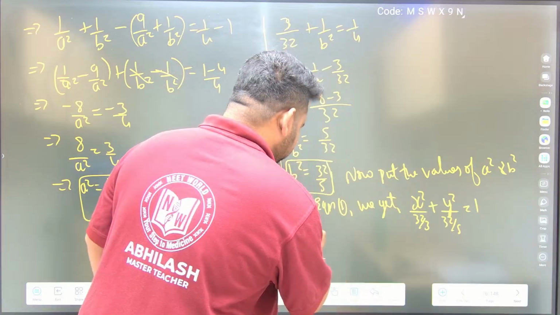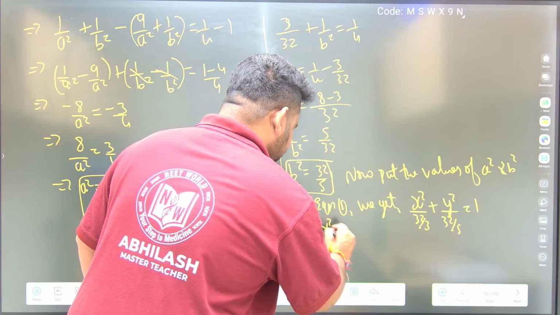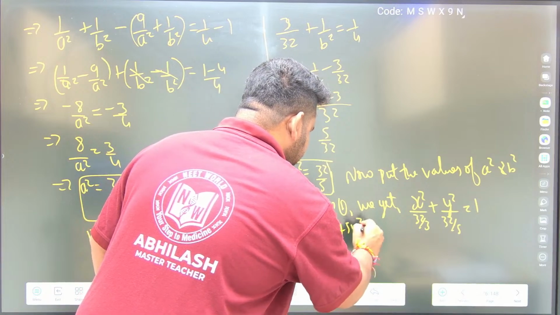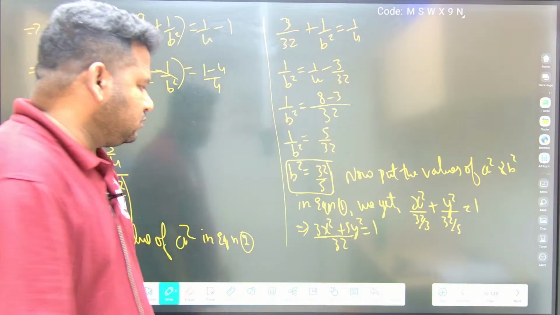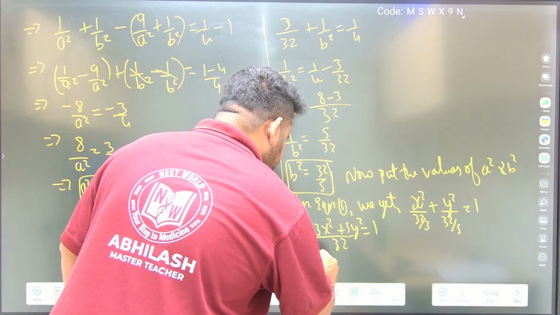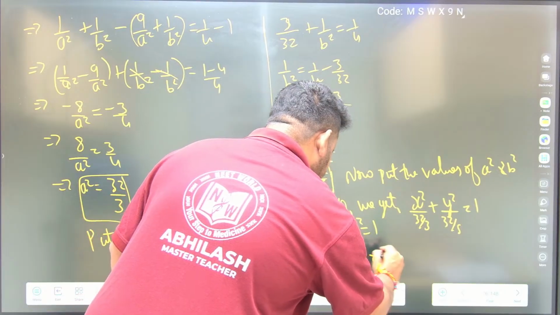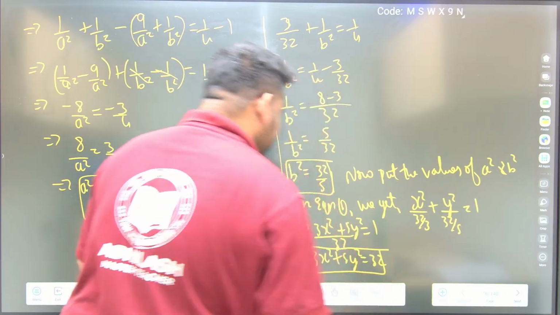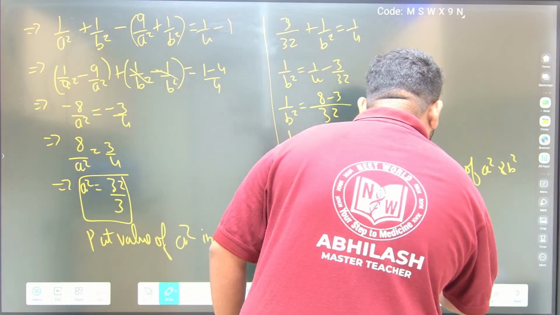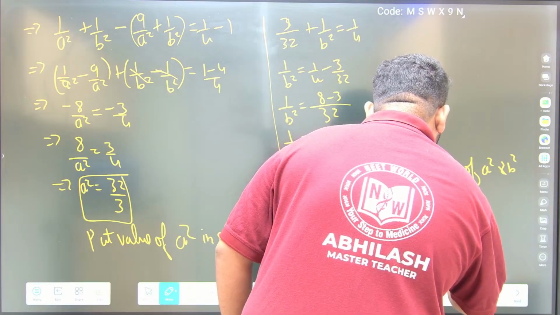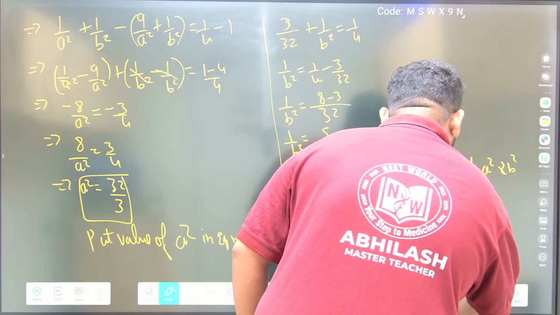This implies this 3 will go up. 3x square plus 5y square by 32 is equal to 1, or I can write it as 3x square plus 5y square is equal to 32. We'll get it in the standard form. Or you can further simplify it as 3 by 32 x square plus 5 by 32 y square is equal to 1, the required equation of the ellipse.